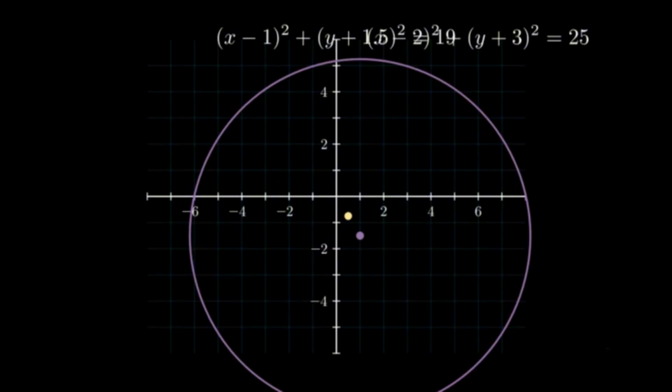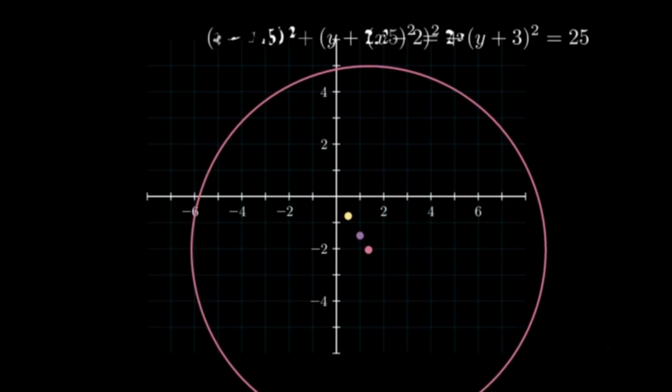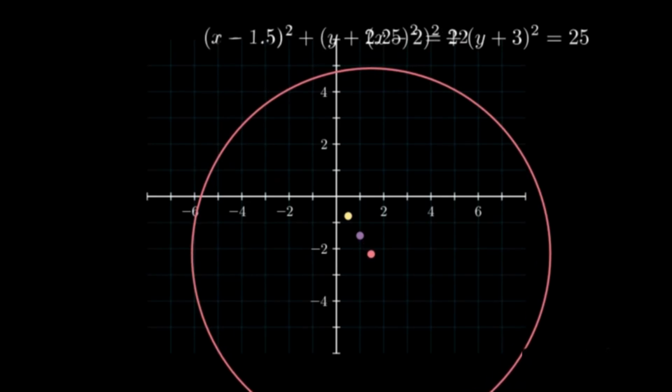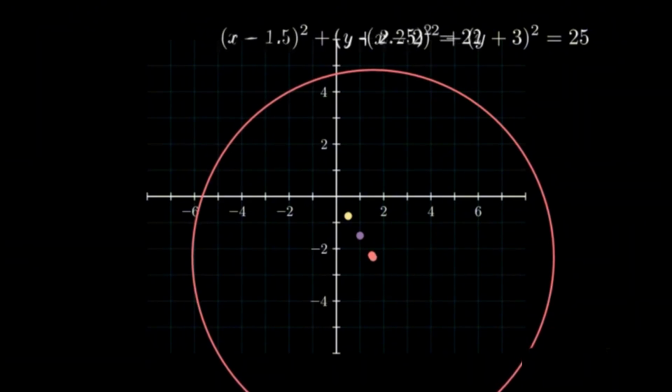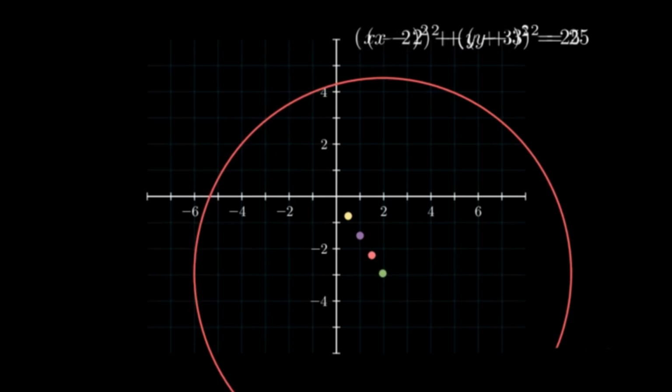The circle continues to shift toward our target position. The center is now at (1.5, -2.25), and the radius is about 4.75. This is reflected in our equation where we subtract 1.5 from x and add 2.25 to y, with the constant term becoming 22. Finally, we reach our destination. The circle is now centered at the point (2, -3), with a radius of exactly 5.